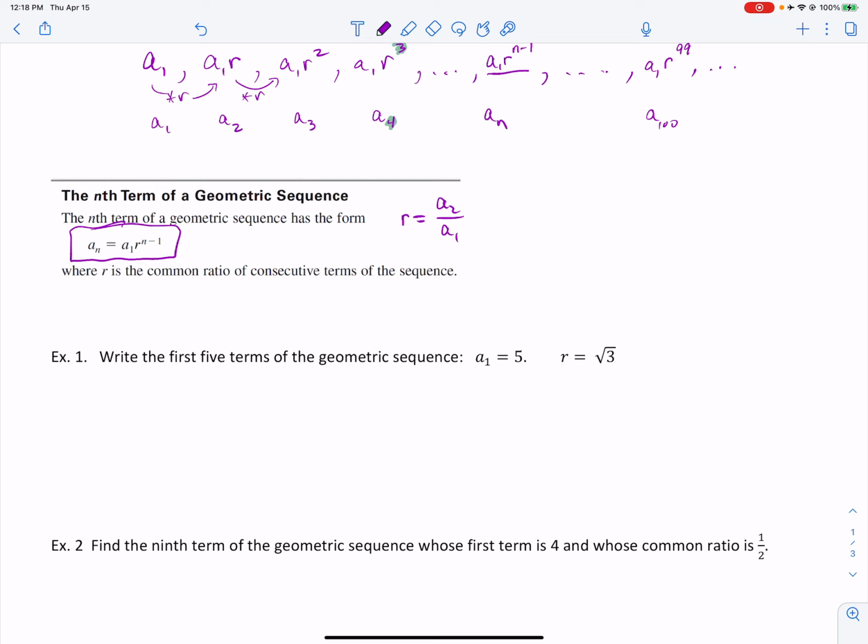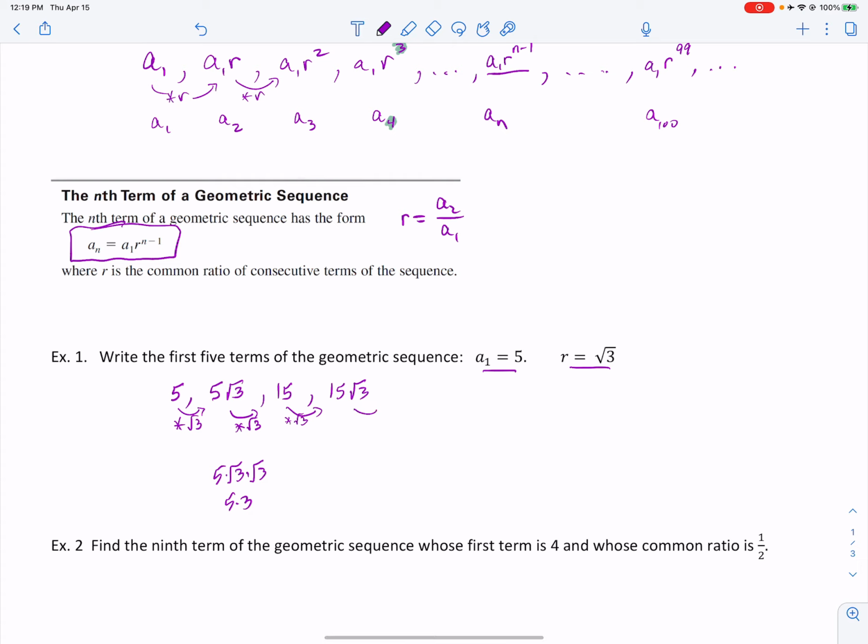So, some problems. Write the first 5 terms of the geometric sequence. They give you a sub 1 and the common ratio. Your first term is 5, and then you multiply by root 3 to get to the next term, so it is 5 root 3. We want exact values here. If I multiply by square root of 3 again, 5 root 3 times root 3 gives 5 times 3, so that next term is 15. Then multiply by root 3 again, and 15 root 3 is your fourth term.